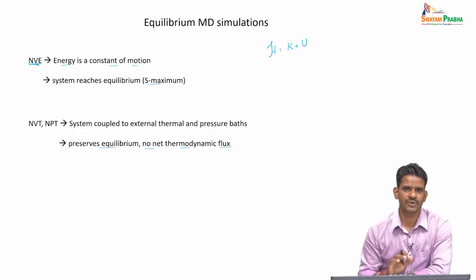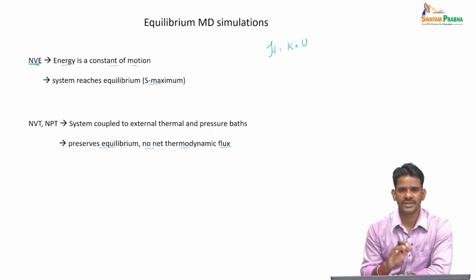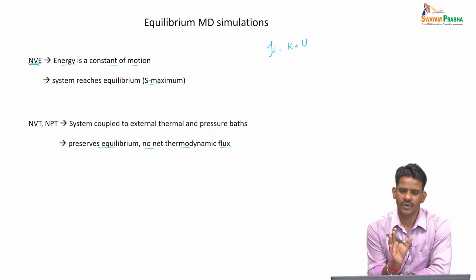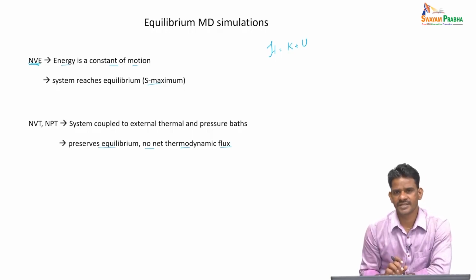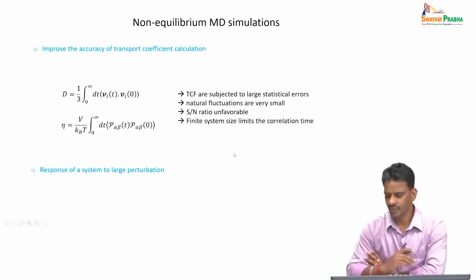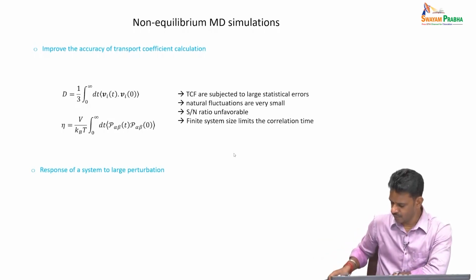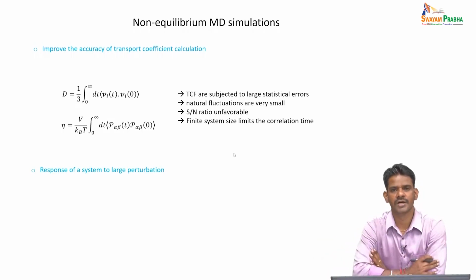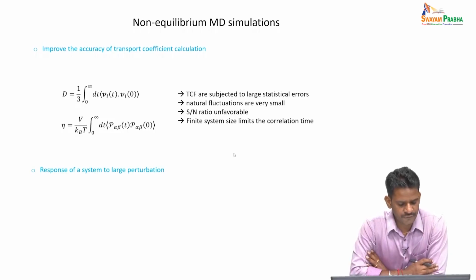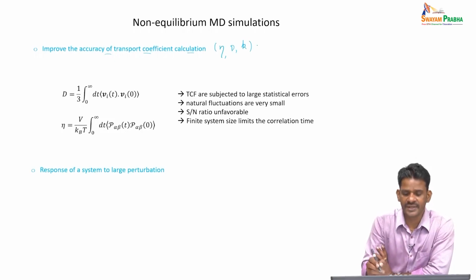So, all our discussion so far is about conducting simulations so that the system reaches an equilibrium condition, and then we were worried about calculating the equilibrium averages and sometimes even transport coefficients also. Now, we would like to go to another domain, which is known as non-equilibrium MD simulations, and there are two motivations for why we want to do non-equilibrium simulation. One is we would like to improve the accuracy of transport coefficient calculations. Here we are talking about viscosities, diffusivity or thermal conductivity, etc.